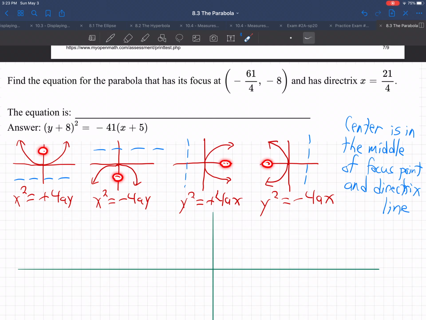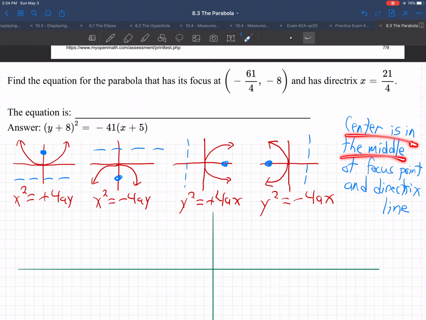These are located inside the parabola. And behind it, these are directrix lines. So the directrix lines, those dotted lines, that's what it's referring to here. The directrix line is always behind the parabola, like this one's behind, and the focus point is inside. This one's behind, the focus is inside. This one's behind, the focus is inside. This one's behind, the focus is inside.